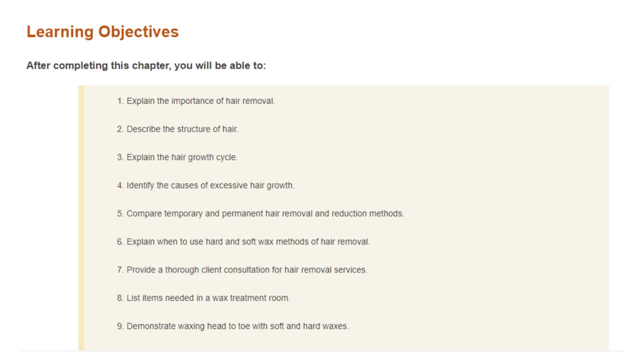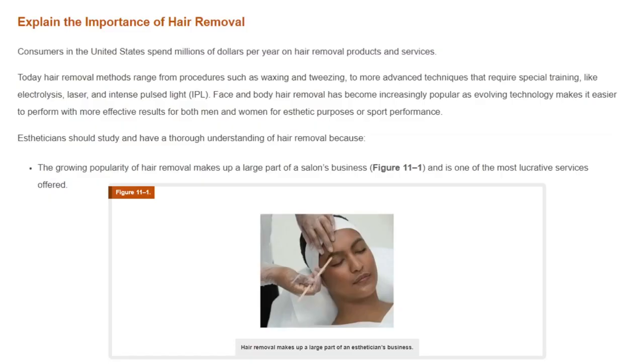Learning Objectives. After completing this chapter, you will be able to explain the importance of hair removal, describe the structure of hair, explain the hair growth cycle, identify the causes of excessive hair growth, compare temporary and permanent hair removal and reduction methods, explain when to use hard and soft wax methods of hair removal, provide a thorough client consultation for hair removal services, list items needed in a wax treatment room, demonstrate waxing head to toe with soft and hard waxes.